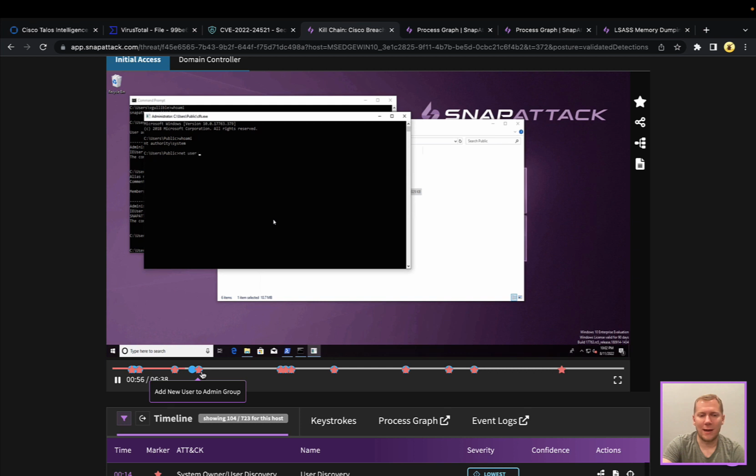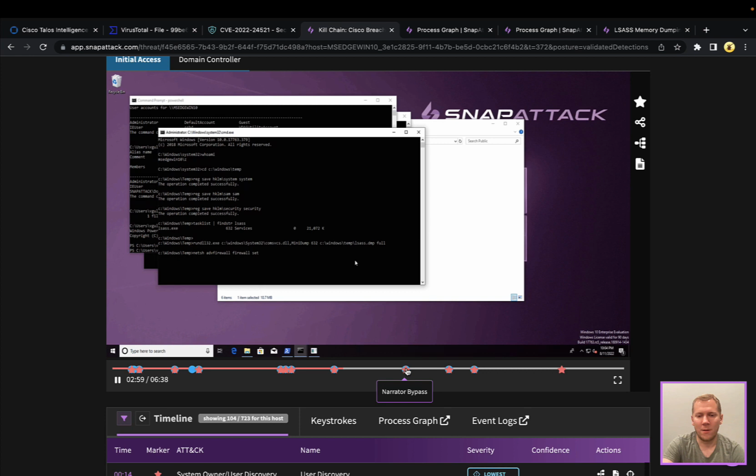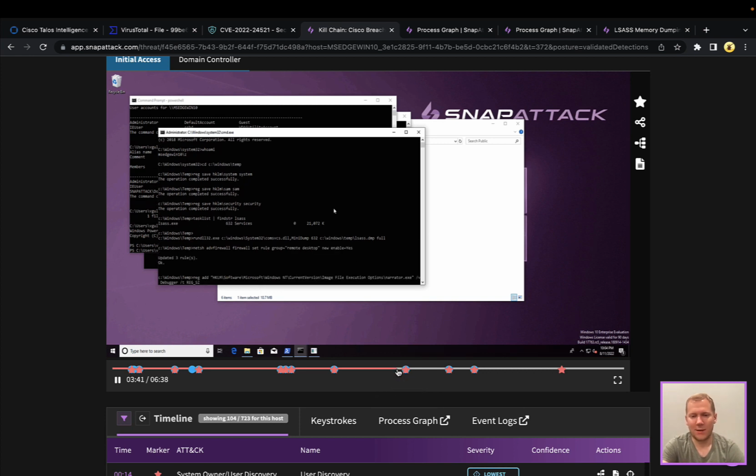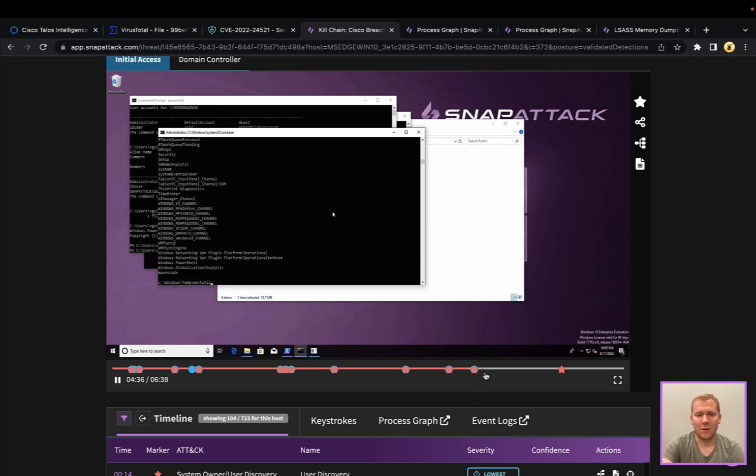From there, again, they're going to add a new user to the administrator group, that Z user, dumping SYSTEM, SAM, SECURITY, other hives, doing the LSASS minidump, setting some persistence mechanisms. Again, we've got the narrator bypass, the sticky keys one. They can go ahead and clear event logs. So you can see some of the event logs that were listed, and they could go ahead and cover their tracks, clearing System, Security, and other Windows event channels.